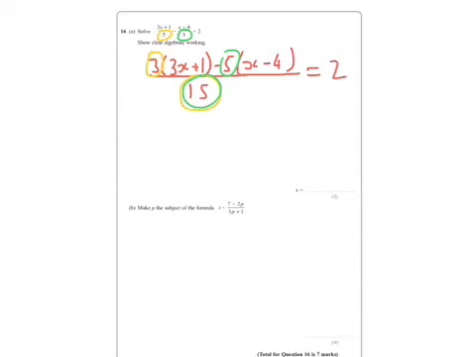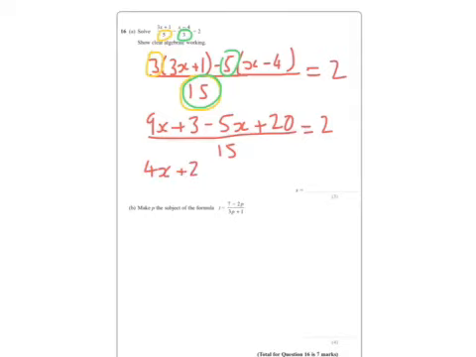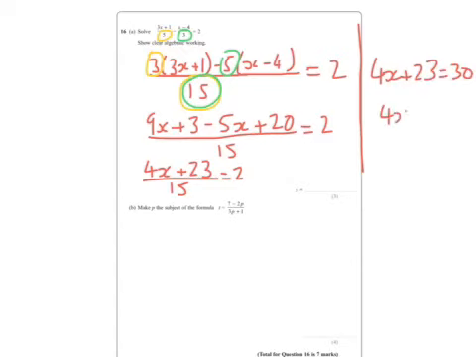So, simplify, multiply out, simplify, so we've got 9x plus 3 minus 5x plus 20 all over 15 equals 2. So we have 4x plus 23 over 15 equals 2. So therefore 4x, I'm running out of room here because I have to write quite big, so I'll go over here. So you should get 4x plus 23 equals 30. 4x equals 7. So x equals 7 over 4, or 1.75, either's fine.